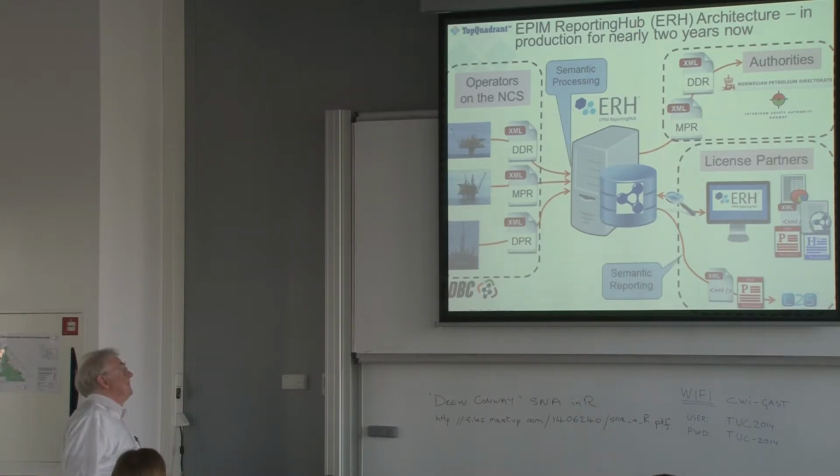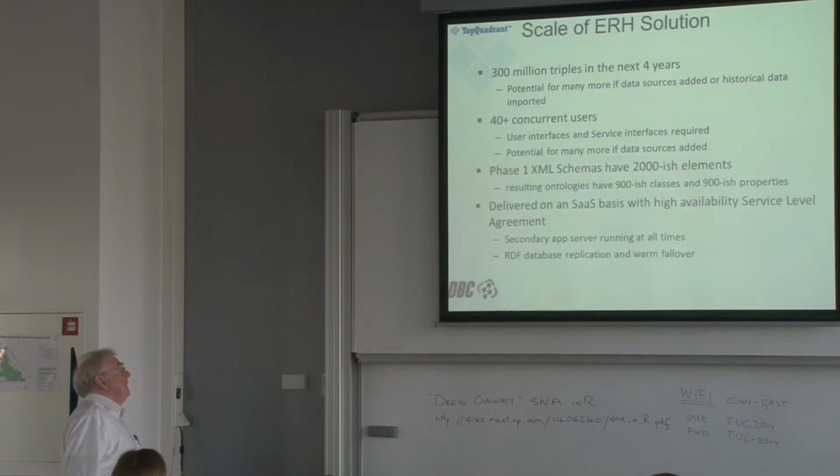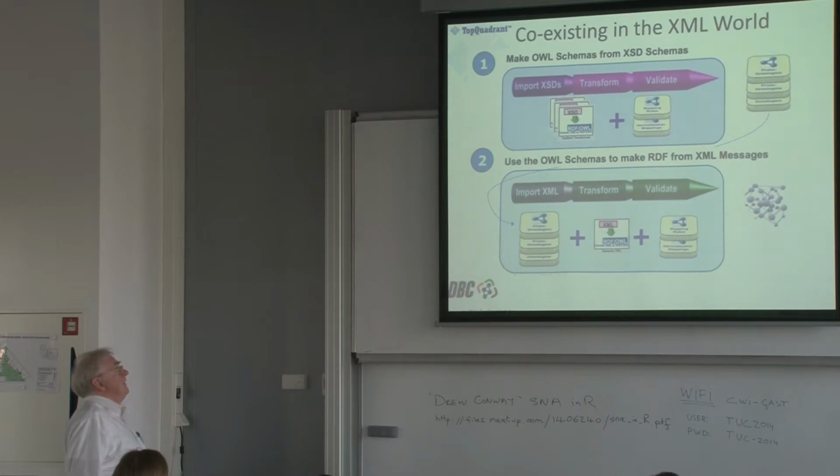The technology that's involved in doing that, well, first I'll describe the scale of this: about 300 million triples in the next 4 years. Not many users, 40 plus concurrent users. They have about 2,000 XML schemas, and there's a service that has to have high availability and security for all of this. So this happens using proxy ontologies.